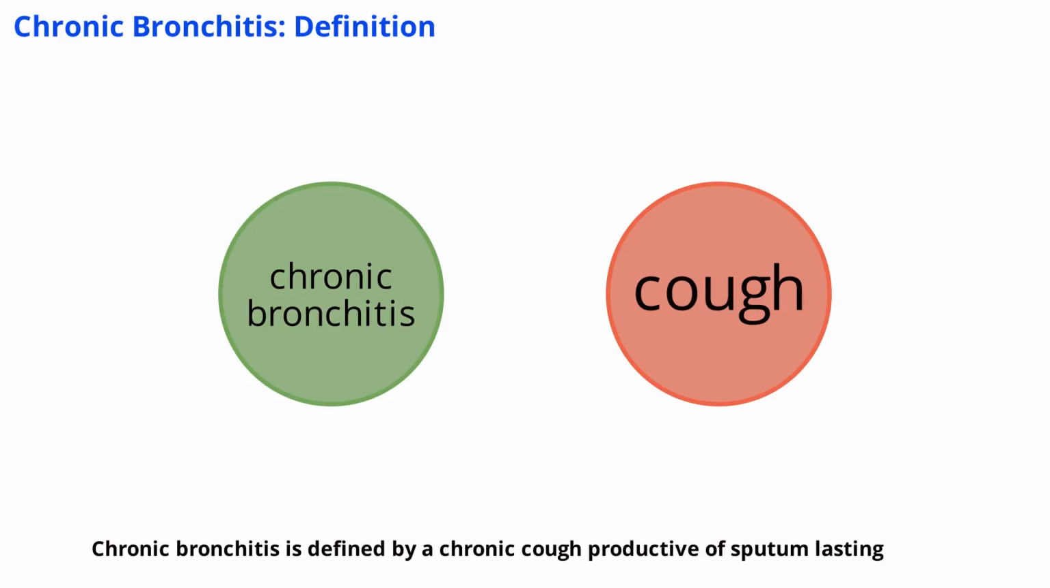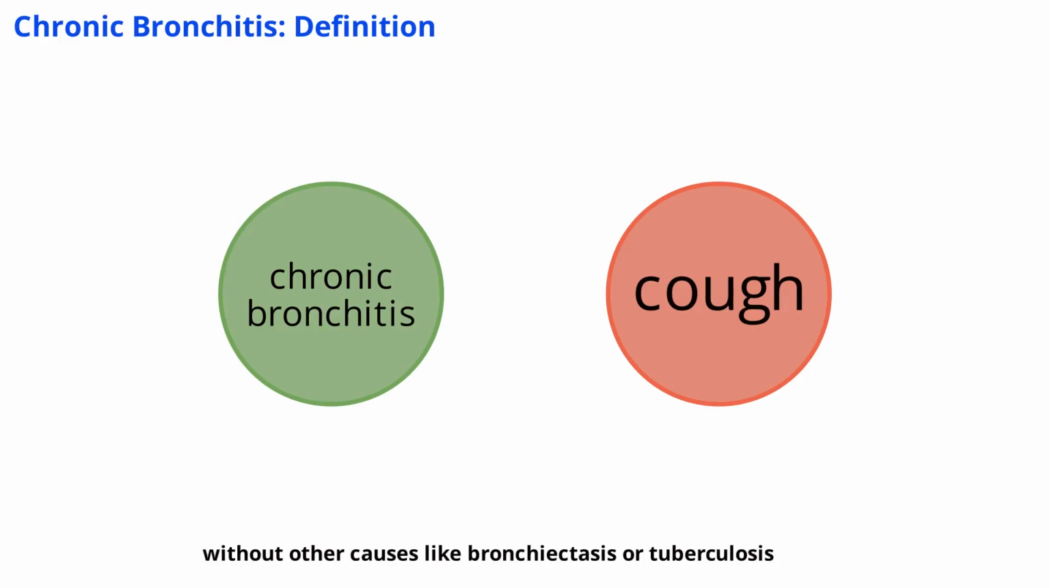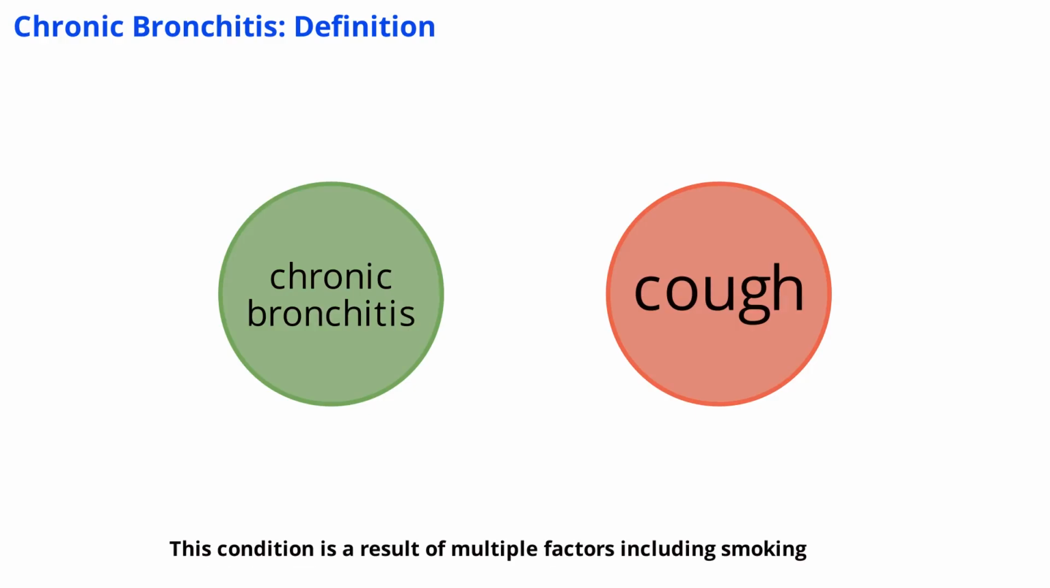Chronic bronchitis is defined by a chronic cough productive of sputum lasting more than 3 consecutive months per year for at least 2 years, without other causes like bronchiectasis or tuberculosis. This condition is a result of multiple factors, including smoking, occupational exposures, and genetic predispositions.